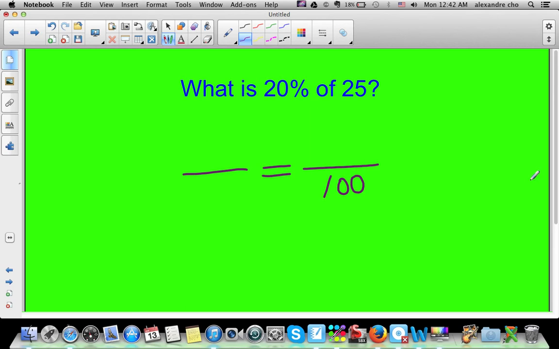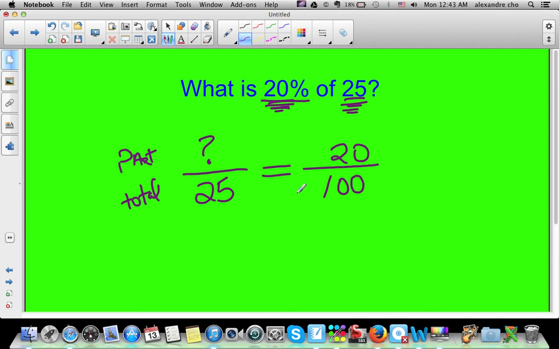So, let's look at the question. We have 20%, and percent will always go on top of the 100, so I can put 20 right there. Remember, on the other side, it's part over total. So what is 20% of 25? Imagine if you had $25 and you used 20%. 25 is what you have as a total, and you used 20%, which is a part. That's where you put your question mark.